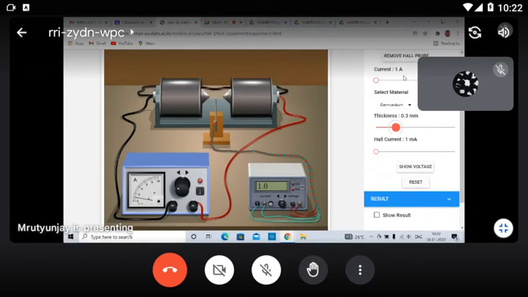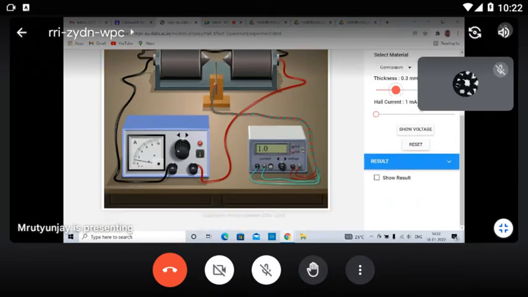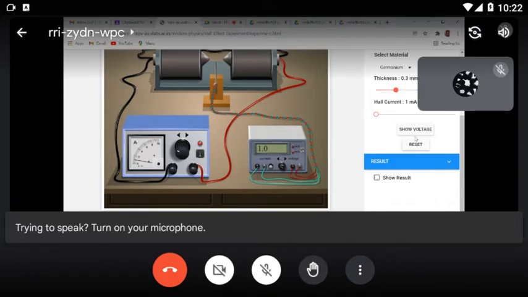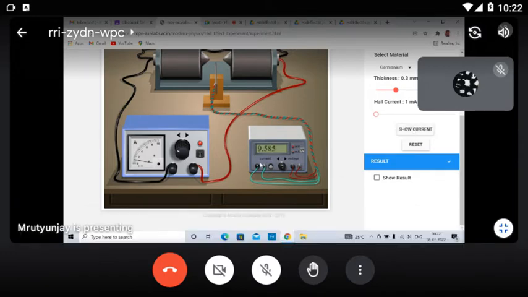In this way, you need to change the magnetic field first, then after thickness, then after Hall current. So you have to start from Hall current. Okay, 1 milliampere. For 1 milliampere, how much voltage are we getting? You need to find out. How? By clicking the show voltage. Just click the show voltage. Right now, it is giving what? 9.585. What is the unit? Millivolt.